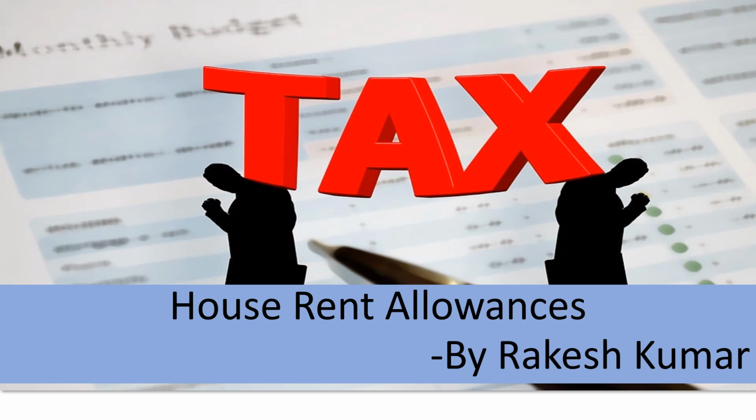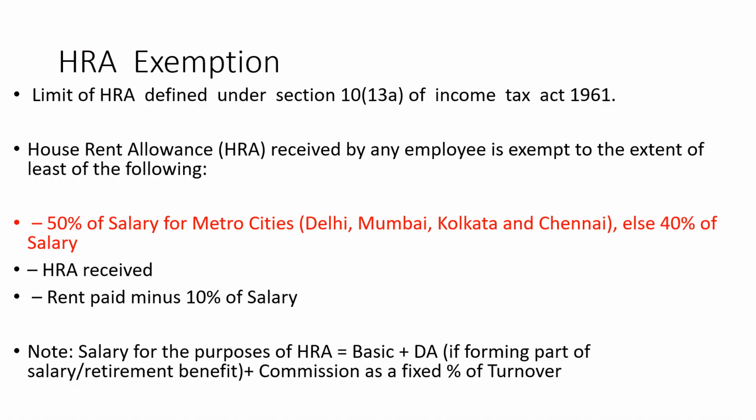In shortcut you can say HRA. HRA is an allowance which is partially taxable and partially exempted under the Income Tax Act. So the calculation of HRA, or we can say the exemption of HRA, is defined under Section 10(13) of the Income Tax Act 1961. So how much HRA will be exempted for the individual?